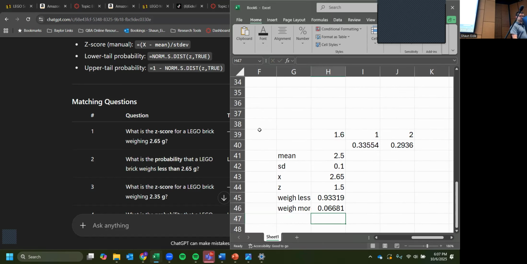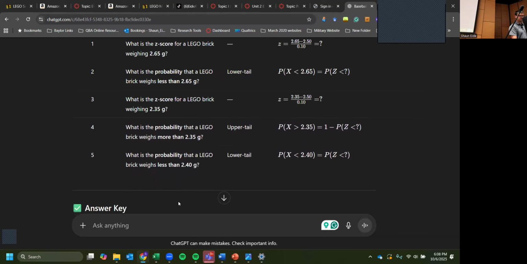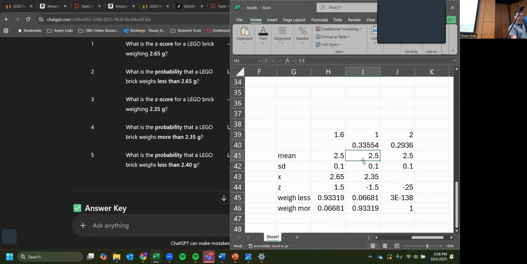Yeah. So what about a Lego brick that weighs 2.35? Check this out, you guys ready? All we gotta do is change this. 2.35. And then 2.4. Okay, so the probability of weighing less than this is now 6.6%. The probability of weighing less than this is about 15%.